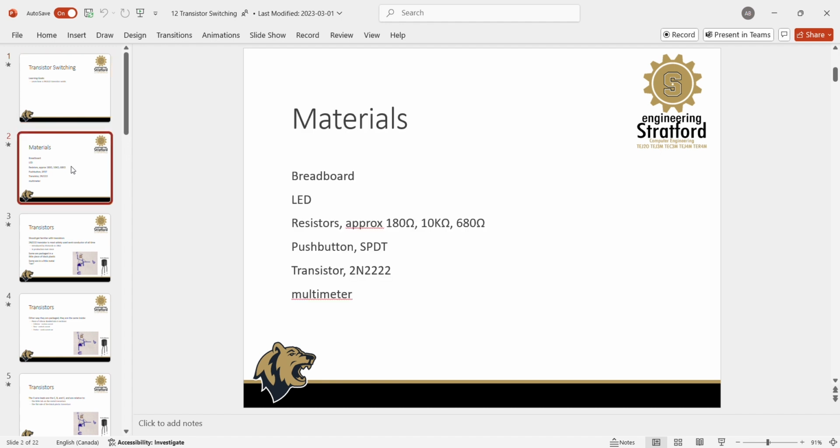The materials you're going to use. So we are going to be building probably the most complicated circuit you've yet built in Engineering 10. You're going to need a breadboard. You're going to need an LED, a functional LED, so make sure that you're not using a blown one. You're going to need 3 resistors, approximately, and I should have plenty of these, so 180 ohm, 10K ohm, and 680 ohm resistors. So you should have 3 of them. And you should have a push-button switch. You should have a transistor.